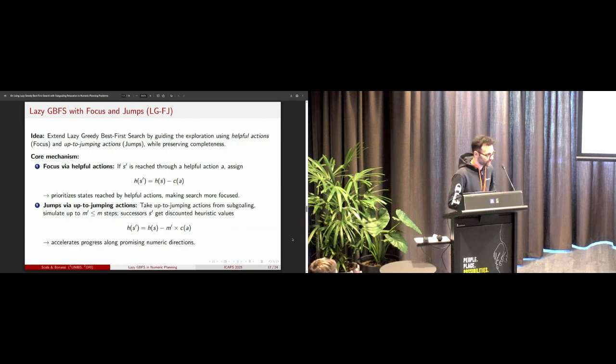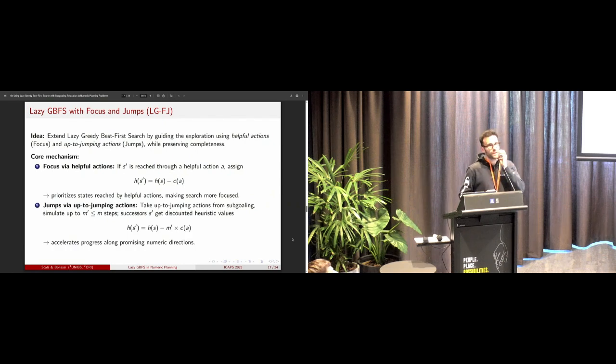So now we need our third and last ingredient, which are helpful actions and up-to-jumping actions. Helpful actions are actions that are executable in a state and that achieve some subgoal. These actions are extracted from the heuristic computation. Usually helpful actions are used to prune all the states that are not reached by helpful actions. In our case, we use helpful actions to discount the heuristic value of a successor state, okay?